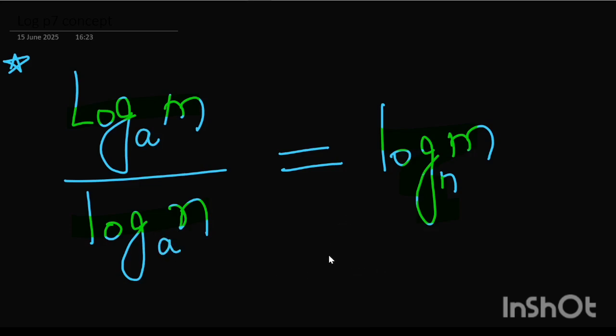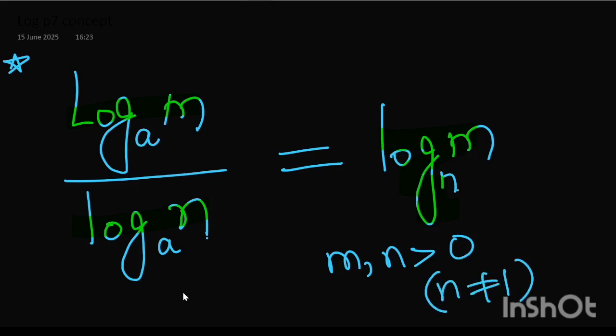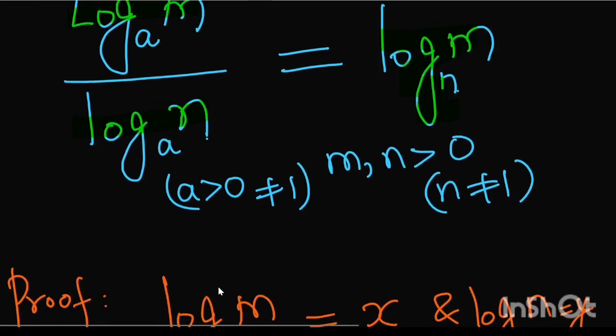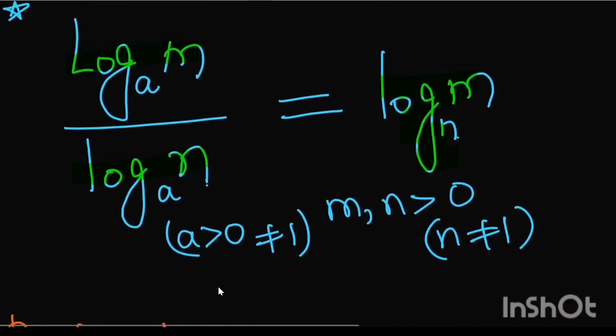Okay, so what are m and n? m and n are positive numbers, obviously. Since n is in the denominator argument, n shouldn't be 1. And a, obviously, since it is the base, should be positive and not equal to 1. So this is the property. Log m base n can be written as log m upon log n, base a can be chosen of our choice.